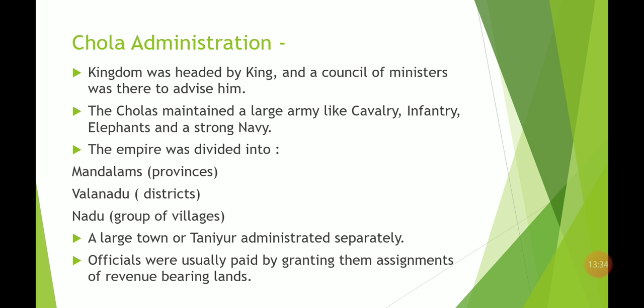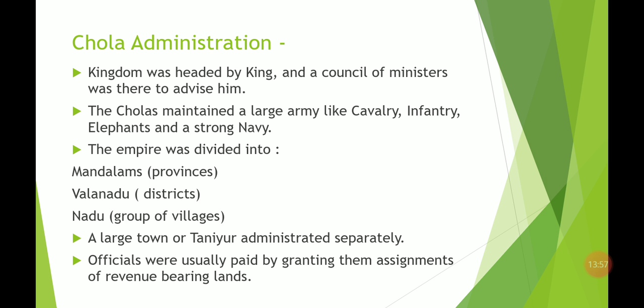Now there is one more name, that is Tenure. Tenure is a large town. If there is a big city, if they have to control that, they have given that city the name of Tenure. That was administrated separately, meaning that it is not under the Mandalam or Valnadus.